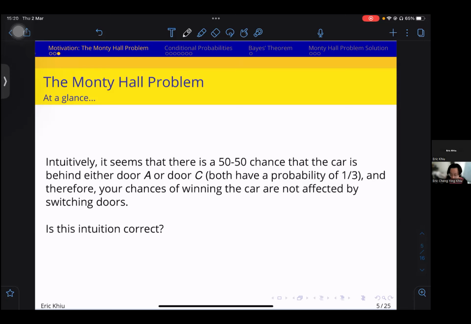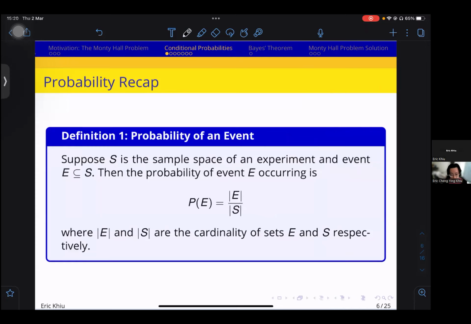So before we begin, let's quickly recap the definition of probability. All right. So you have an experiment, a sample space S, which contains all possible outcomes of that experiment, and an event E, which is a subset of S. Then the probability of event E occurring is given by this ratio, which is the size of event space E over the size of sample space. Okay, so it's like taking the ratio among the two, right? Pretty intuitive.